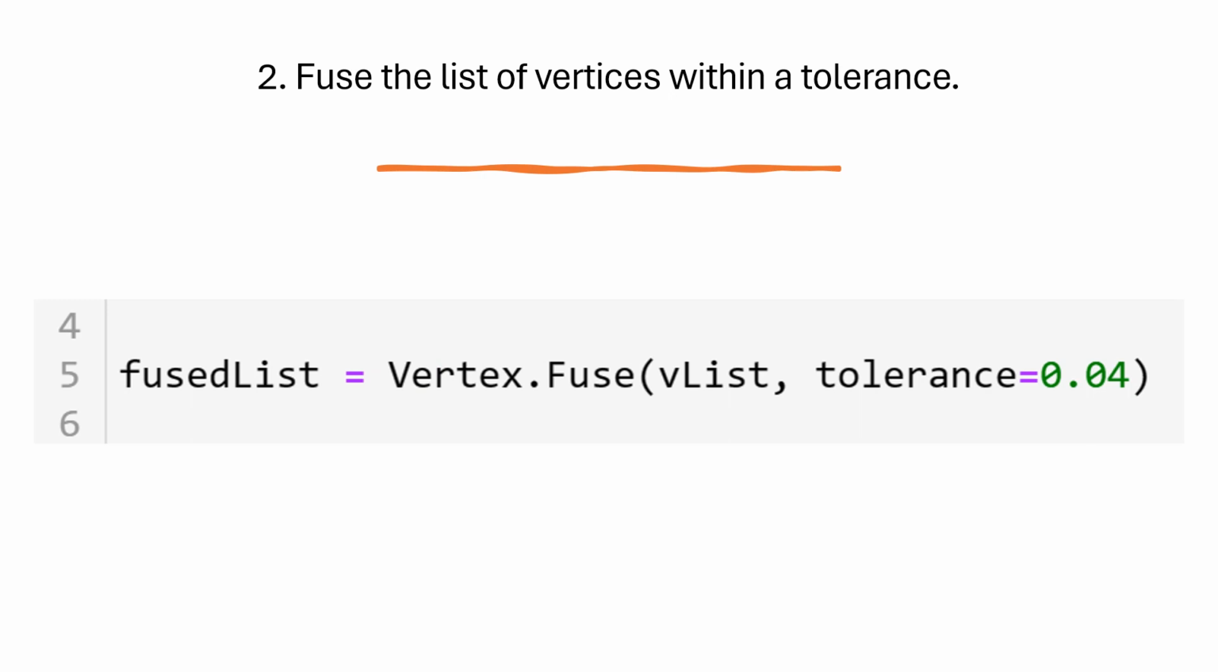Then you fuse the list of vertices within a tolerance. So the fused list now, this new variable, is equal to vertex.fuse, and you give it vlist, which we created before, and you give it a tolerance. In this case, I'm using 0.04. Obviously, you have to take a look at your data and decide what is the appropriate tolerance to use.